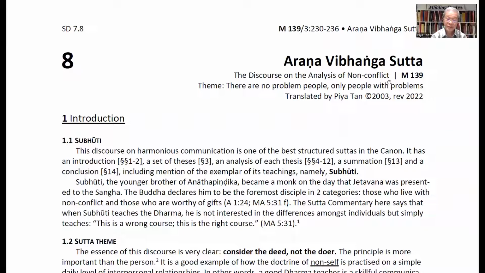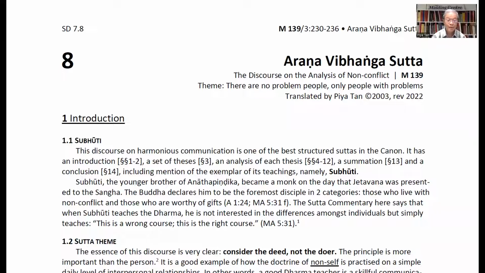All the suttas in this chapter in the middle length collection, Majjhima, have the word Vibhanga in them. And so this is M139, Majjhima Sutta 139. This collection has 152 suttas. Well, if people ask you what the sutta is about, one way to say the theme is that there are no problem people, only people with problems. This is quite a famous quotation. Another way of putting it is: deal with the problem. Don't blame the person, deal with the problem.